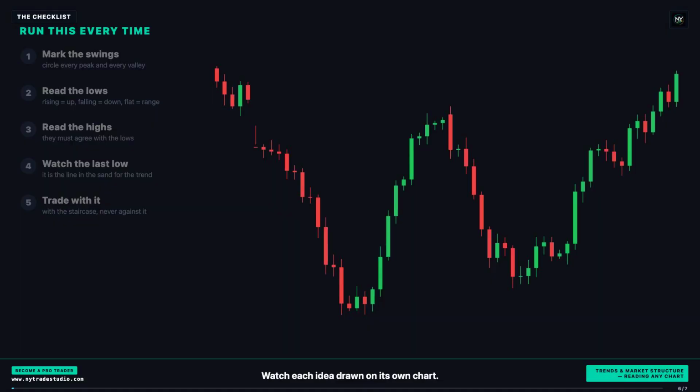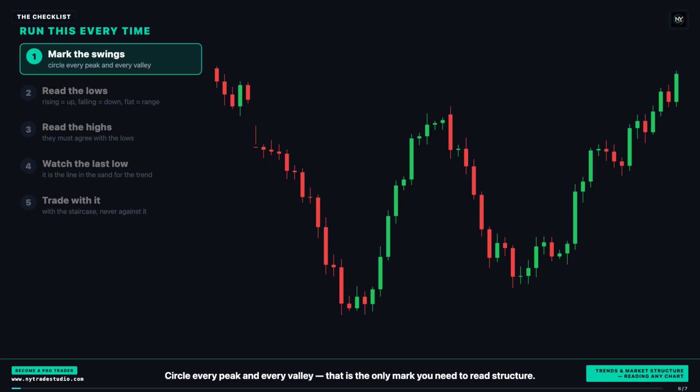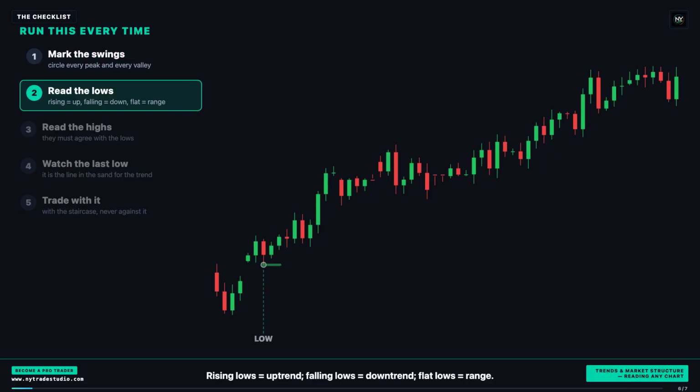Let us lock the whole thing into one checklist you can screenshot and run on any chart. Just 5 lines. 1. Mark the swings. Before anything else, circle every peak and every valley. You cannot read a trend you have not marked, and this one habit does 90% of the work. 2. Read the lows. Are the valleys rising, falling, or flat? Rising lows point to an uptrend, falling lows to a downtrend, and flat lows to a range.